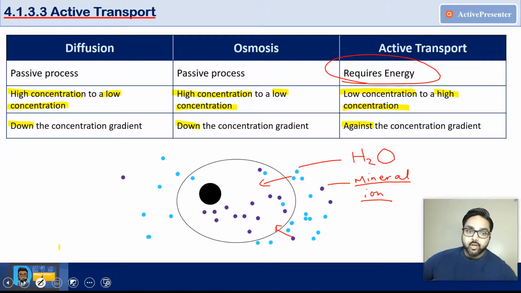Active transport requires energy. So if I was to redraw this cell, obviously it's a plant cell, so I'd have to draw a cell wall, I'd have to draw a vacuole, and I would have to make sure that I've got my mitochondria drawn in there, because that's what's going to allow large amounts of respiration to take place. No chloroplast, because it's underground and doesn't need it.